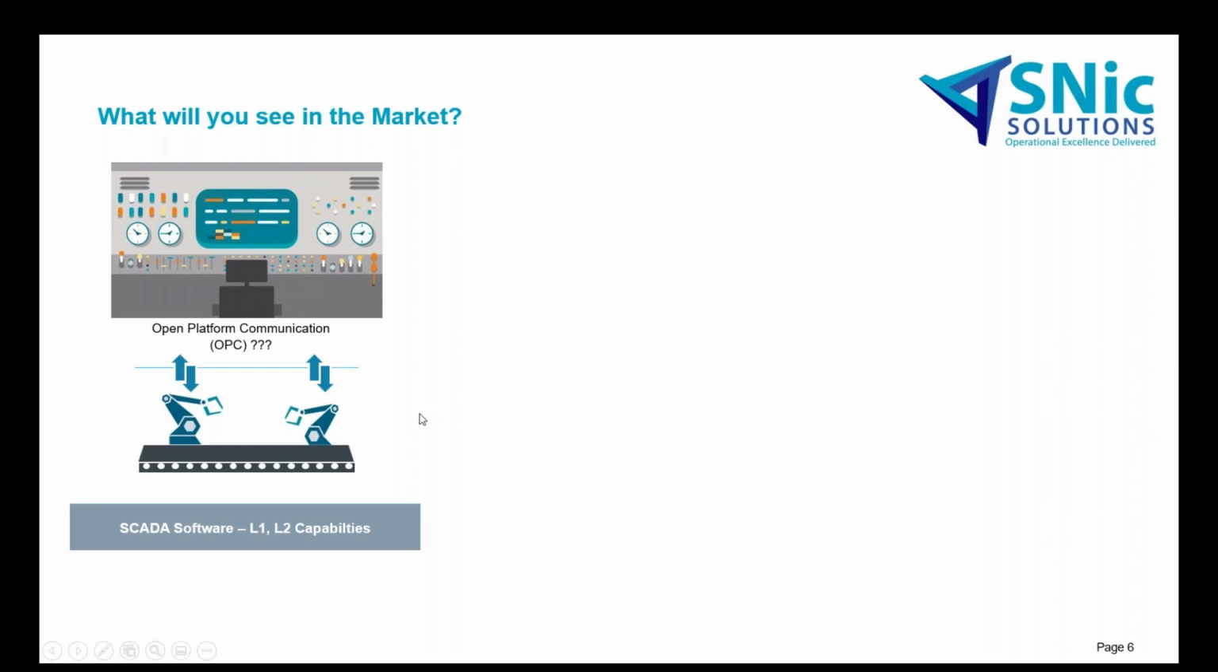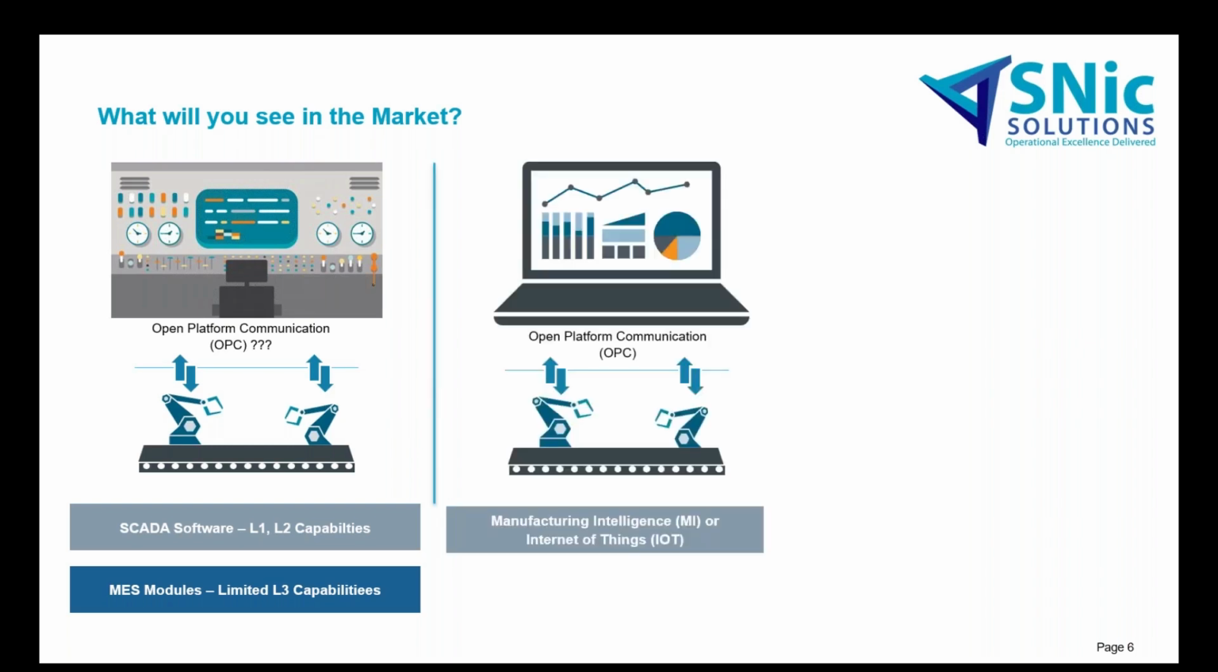Now, SCADA softwares have L1 and L2 capabilities, and L1 and L2 are nothing but level 1 and level 2 capabilities as per ISA 95 standards. And many SCADA softwares are providing today MES modules, but with limited L3 capabilities as add-ons on top of their SCADA systems. So this is one kind of software that you will see in the market.